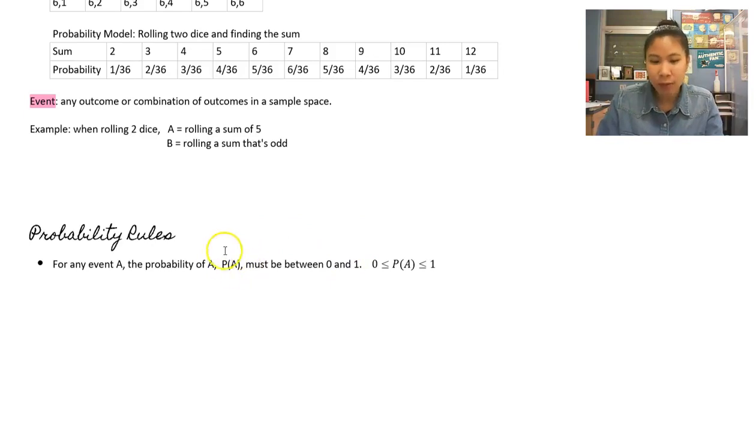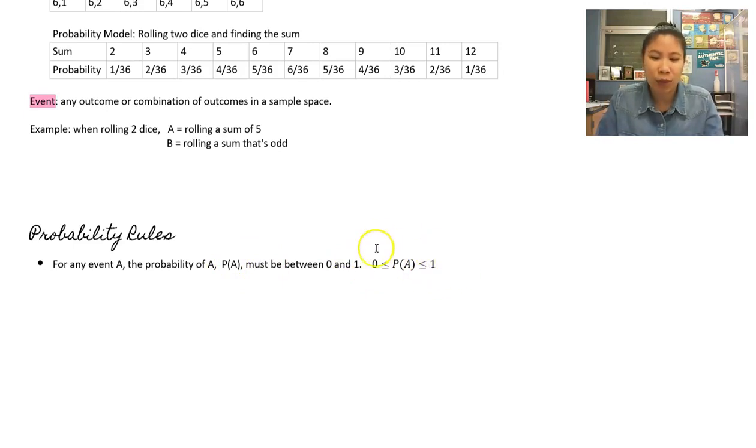In math, we like to not use words. So in symbols, we use capital P parentheses A. It's kind of like saying f of x, how when we deal with functions in math, we would write f of x. So here P of A just stands for the probability of A, where A stands for some event.